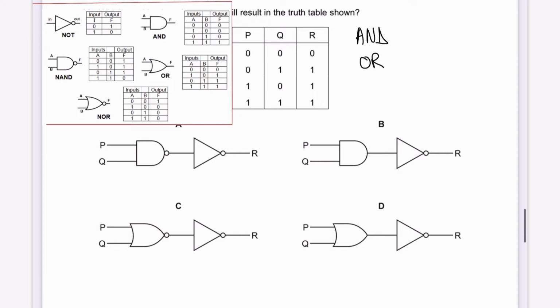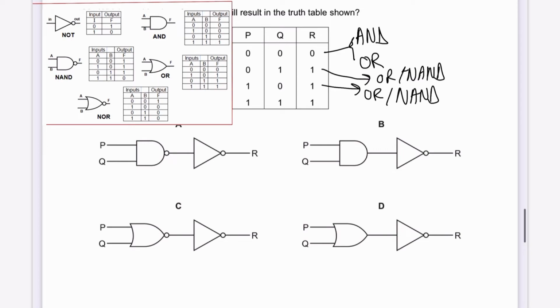Second, we have 0, 1, which gives us a 1. So now out of the AND gate and the OR gate, we have 0 and 1, which gives us 1. It has to be an OR gate. Okay, both of these line up with OR gate. This one will be OR. This one will also be OR. Also, 0 and 1 gives us a 1, so it can also be an AND gate. So, OR or AND.